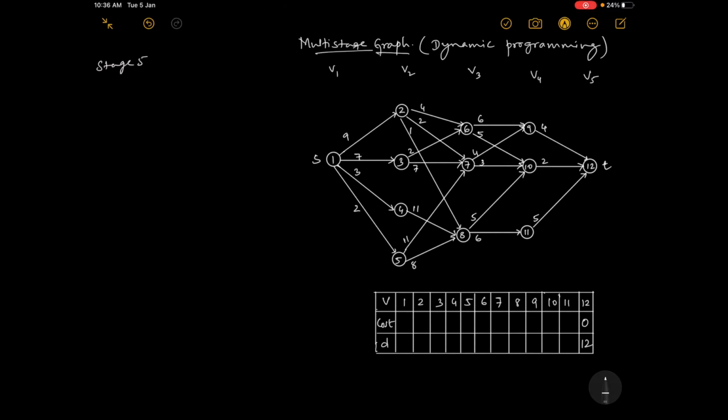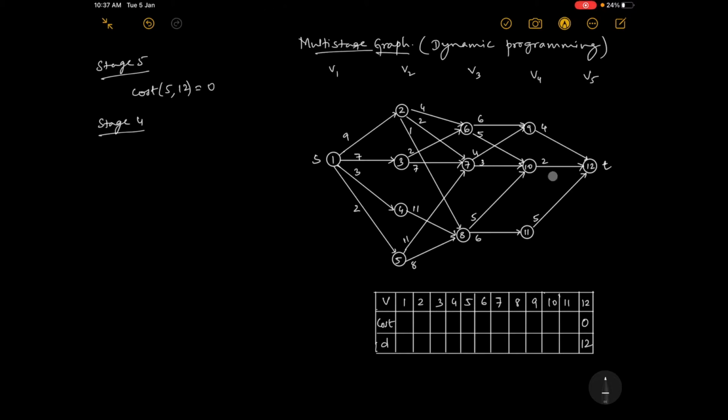Stage 5. In stage 5, okay, this is the stage 5. Yes, so cost of stage 5 and vertex, correct. In this stage 5 only one vertex is there, so cost of that is 0. Yes, fine. Next, in stage 4. In stage 4 means this.